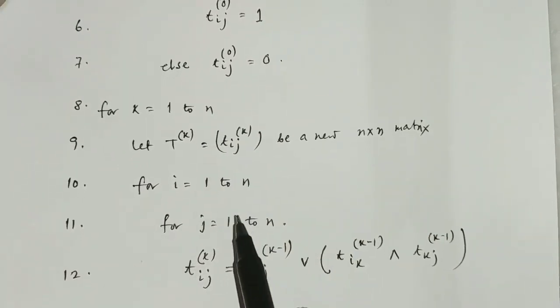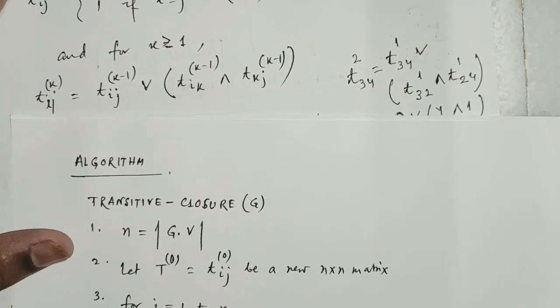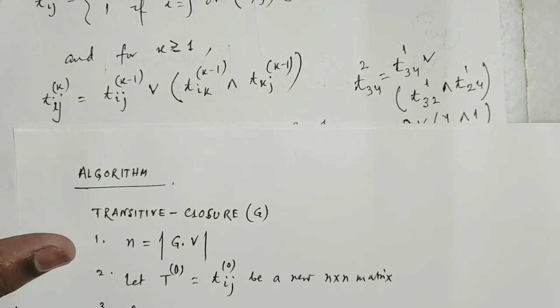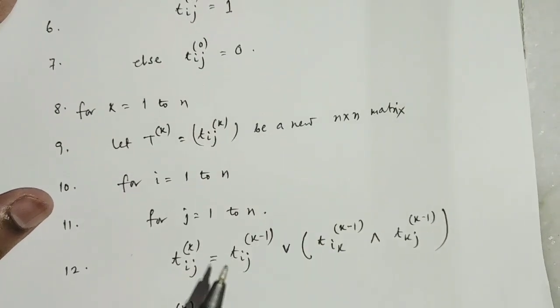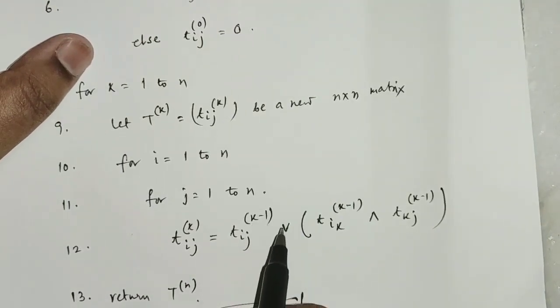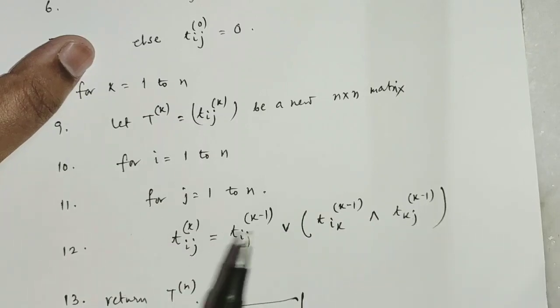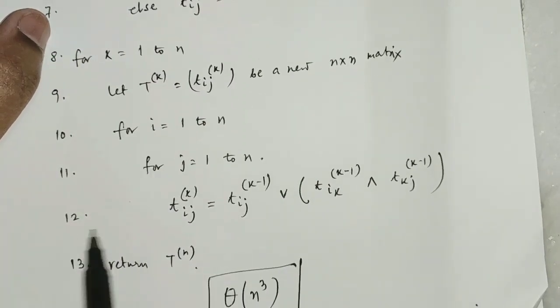So for each K value you are taking the matrix and calculating the intermediate values. For J equals 1 to N, the formula is very simple, as you have already expressed here. This is the type of formula you are going to implement: T of Ij using K equals T of Ij using K minus 1 or T of Ik using K minus 1 and T of Kj using K minus 1. Done. So all loops are completed here.